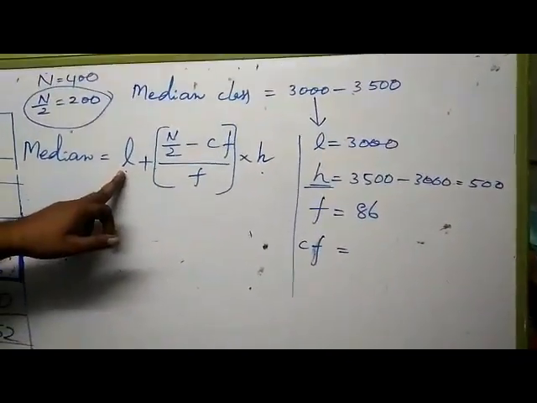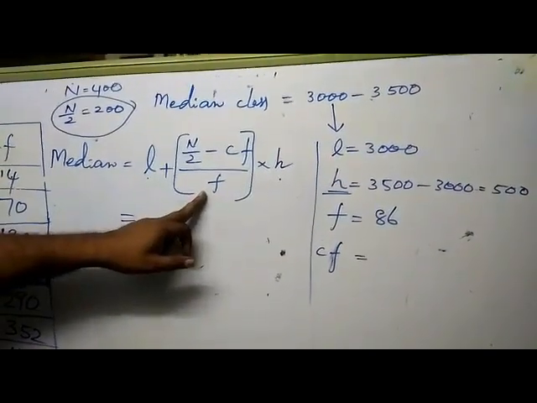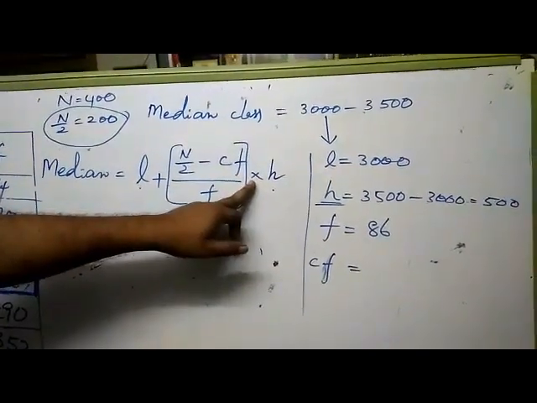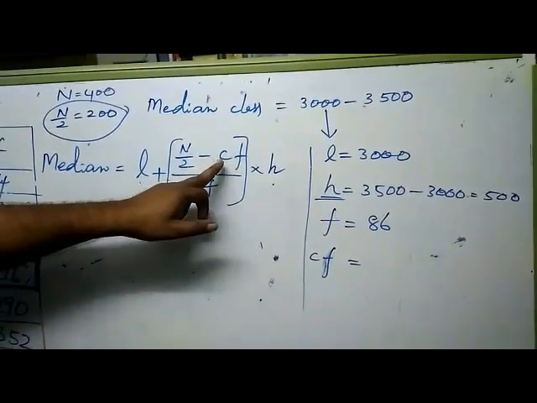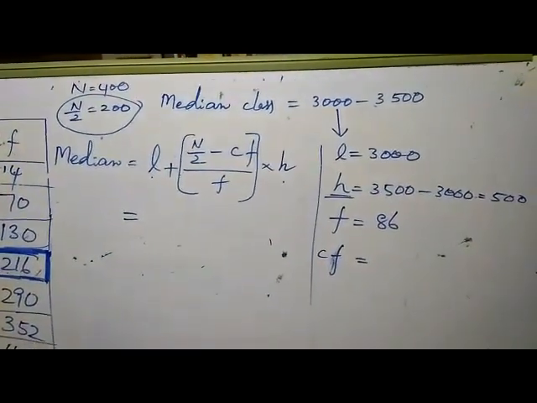L value is 3000. N by 2 is 200. F is equal to 86. H is equal to 500. But what about CF? The CF is somewhat problematic, you will get confused.